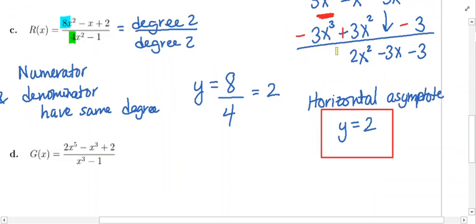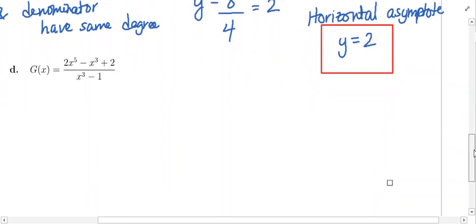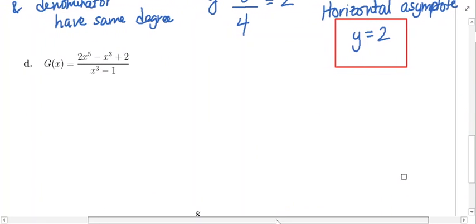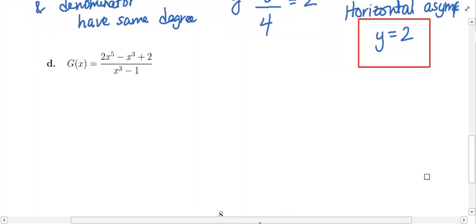All right, we have one more to do. That is function g in example D. So g of x is equal to 2x to the 5th minus x cubed plus 2, all divided by x cubed minus 1. Again, there may be a vertical asymptote, but we're only interested in horizontal and oblique here. We need to compare the degree of the top to the degree of the bottom.